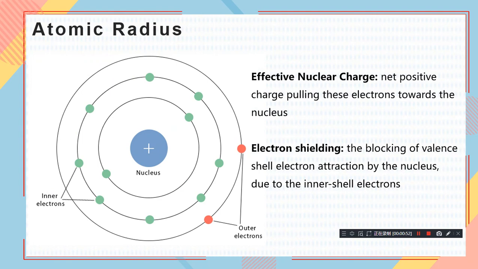Before we talk about the periodic trend, we need to know two things. One is effective nuclear charge, the net positive charge pulling an electron towards the nucleus, which means the attraction between the nucleus and the electron. The second is electron shielding, the blocking of a valence shell electron's attraction by the nucleus due to the inner shell electrons, which means the repulsion between the inner and outer electrons.